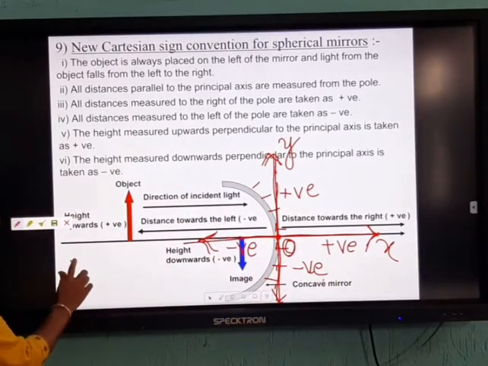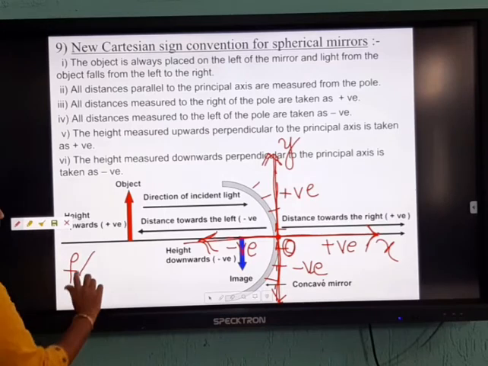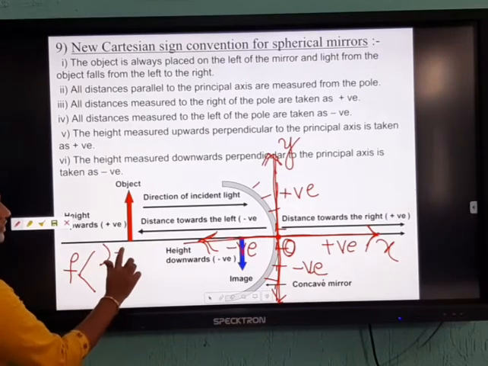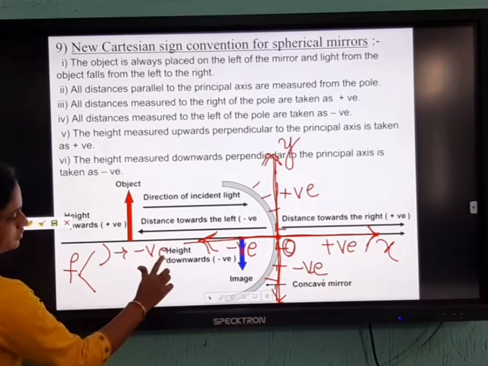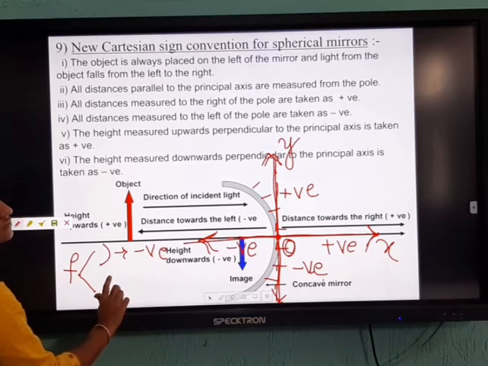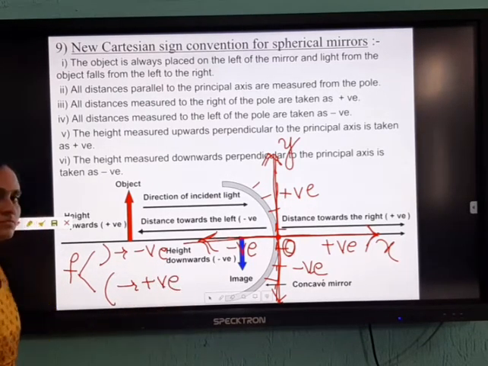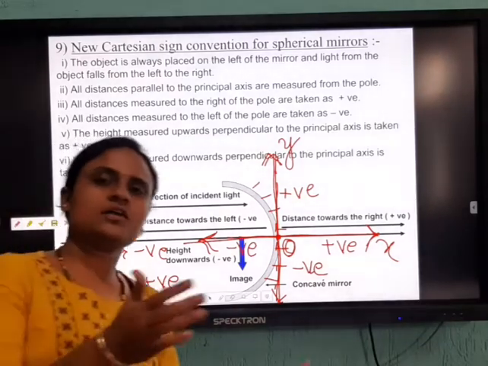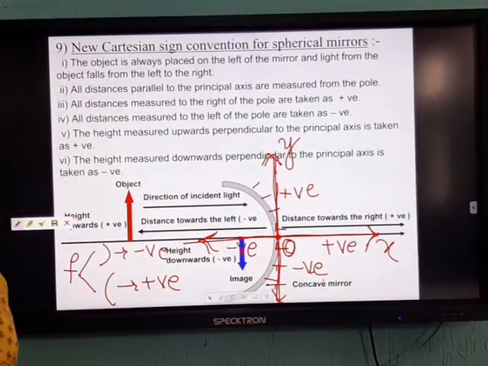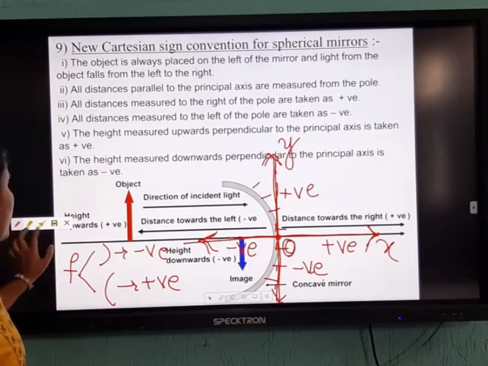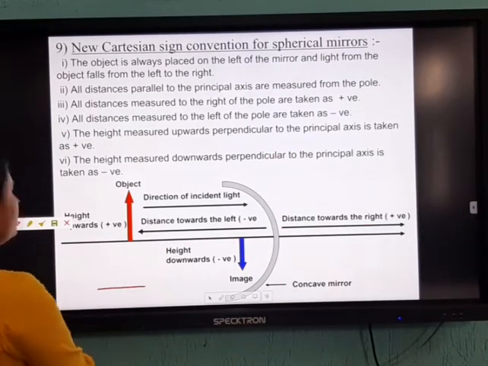And the focal length, for the two types of mirror, right? For concave mirror it will be negative. For convex mirror it will be positive. If you are clear with this, I will take one small problem.